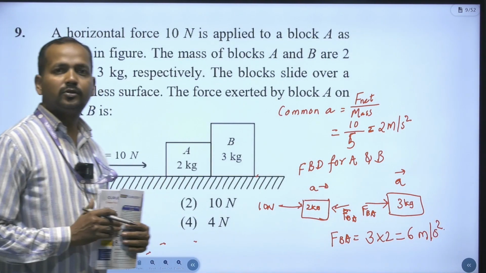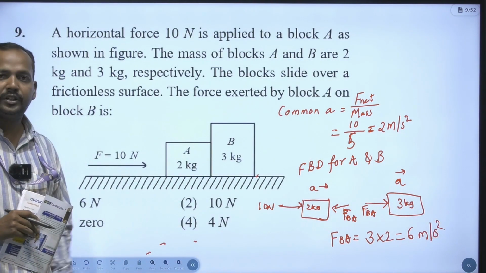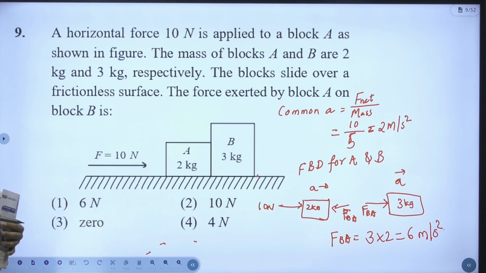Okay dear students, so what is the answer? 6 Newton. So the answer is the first one. Next question.